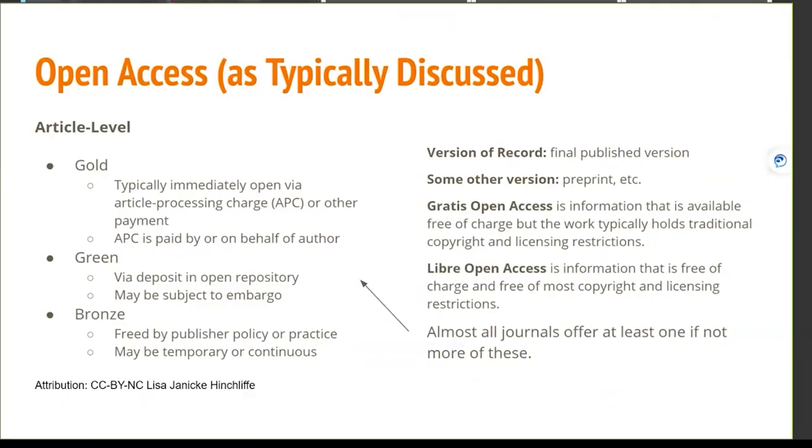Green open access is that your work is accessible via an open repository. We're going to talk a little bit about the TAMU-CC institutional repository. There are also subject-specific repositories. This might be just a data repository, or it might be a repository that hosts articles as well as data. The caveat with green open access is that there's often an embargo, which means the publisher says, yes, you can put your work in an open repository, but only after a certain amount of time. So after 6 months since it's been published, it can be green open, up to 3 years.